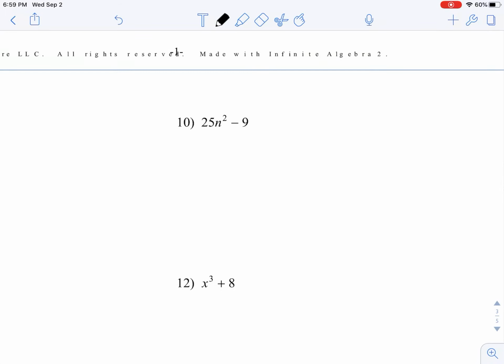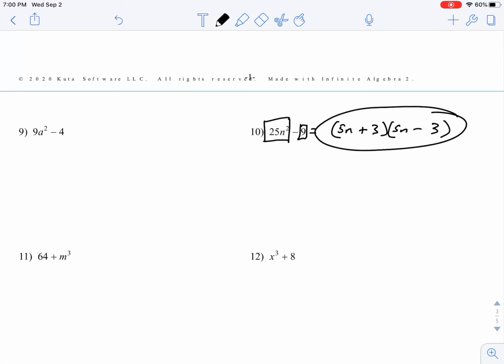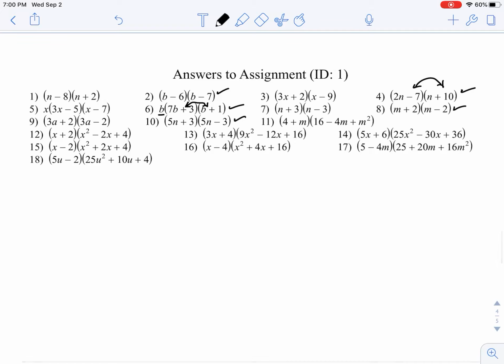Number 10, same thing: difference of squares, second power. 9 is a square number, right? 3 times 3. 25 is a square number, 5 times 5. So this is a difference of squares. Just write parentheses. What is the square root of 25n squared? Well, that's got to be 5n, 5n. What is the square root of 9? 3 and 3. Put in a plus sign and a minus sign, and that's it. It's a formula. It just always works. So number 10, right there.